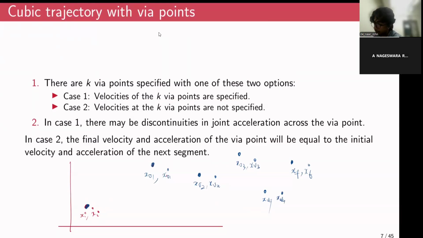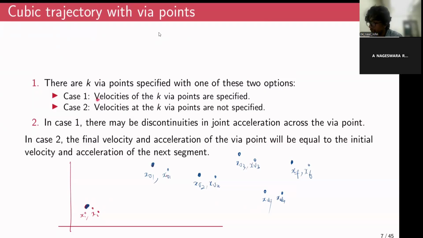And then in case 2, the velocities of the k via points are not specified. So the velocities would be specified at the initial point and the final point. All the intermediate velocities of the via points are not specified. Only their positions are specified. So these two cases have different implications on the trajectory that is planned.